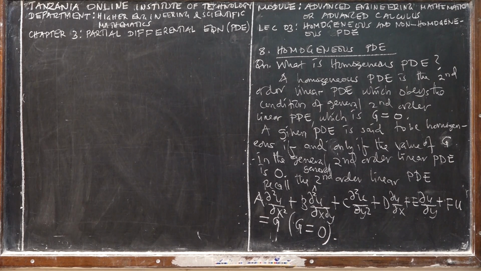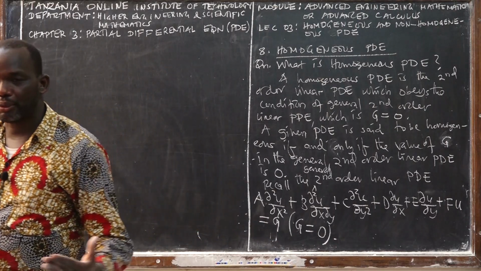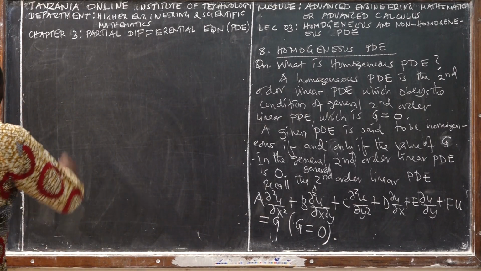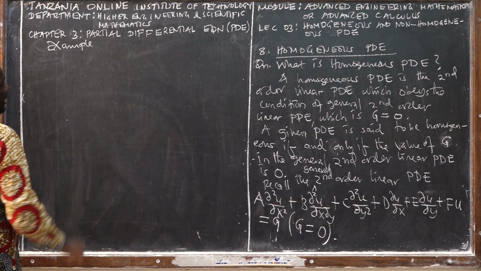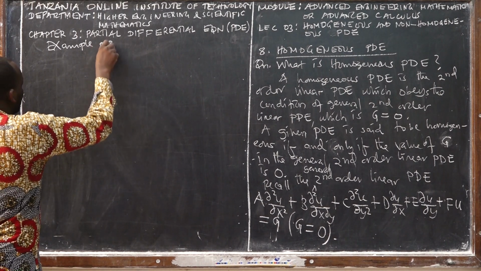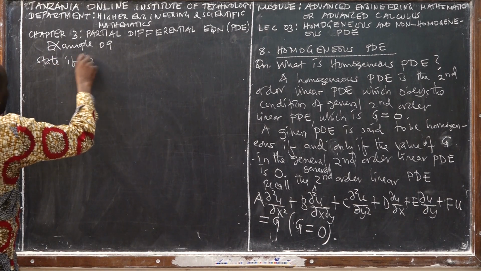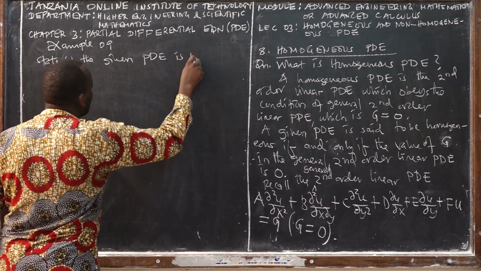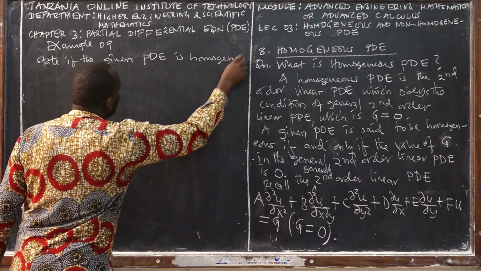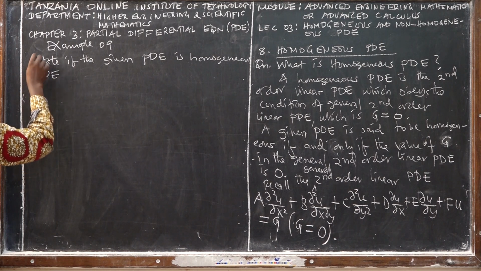Okay, so after learning the meaning of homogeneous partial differential equation, now let us learn examples. So this one, in lecture 2 we ended at example 8. So this is example 9. State if the given partial differential equation is homogeneous.